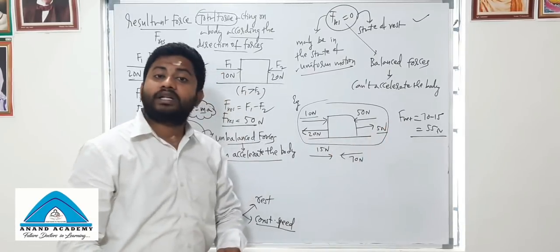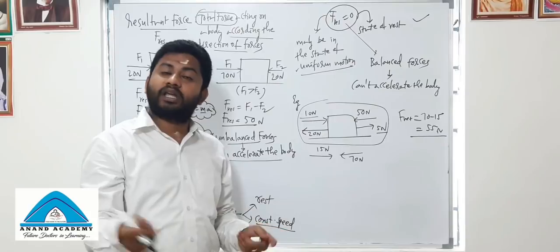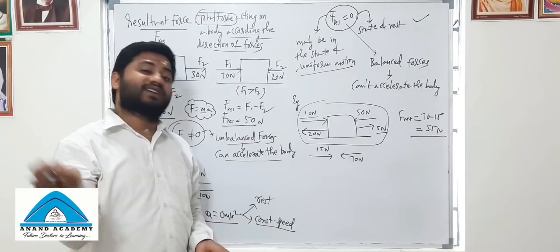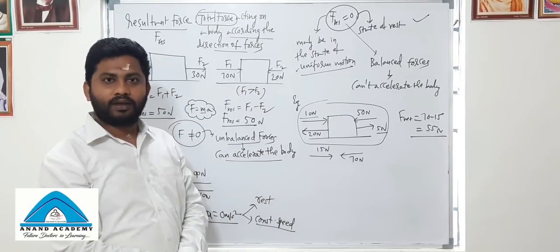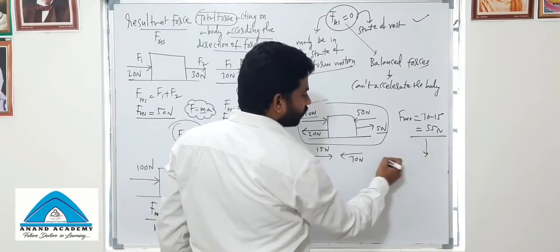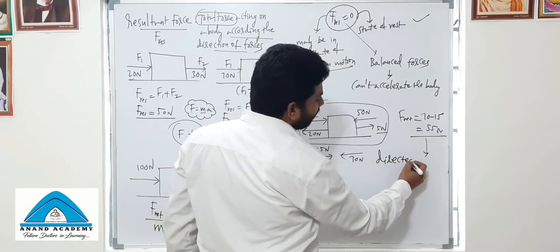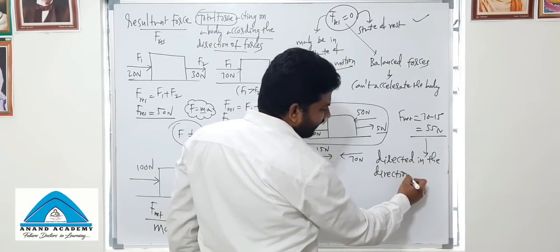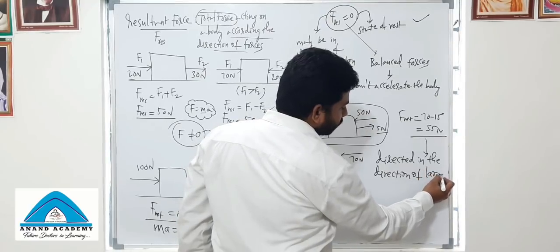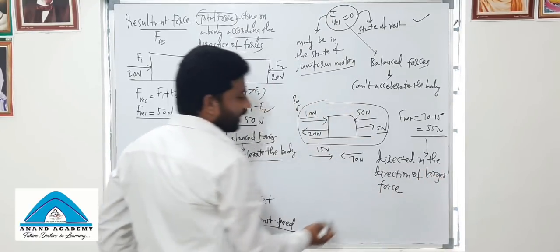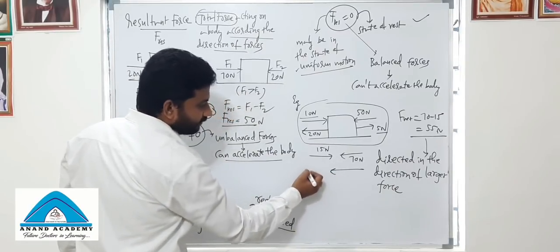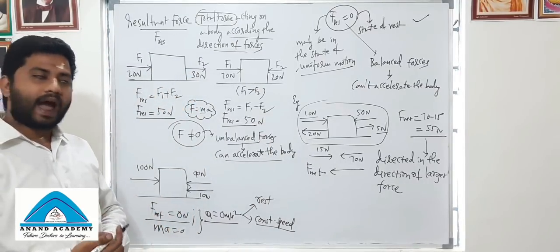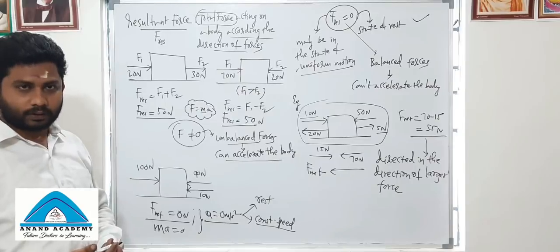But force is a vector quantity. This resultant force also is a vector quantity which has direction. As individual forces' directions are mentioned, you need to mention the resultant force direction also. Okay? Always the resultant force will be directed in the direction of the larger force, right? So what is the larger direction? Larger force, 70 Newton, right? So the net force will be in this direction. Okay, clear?